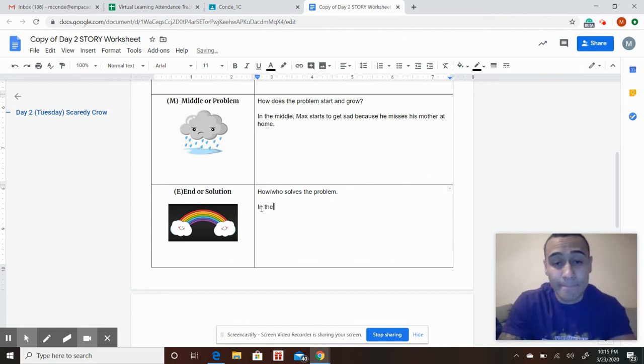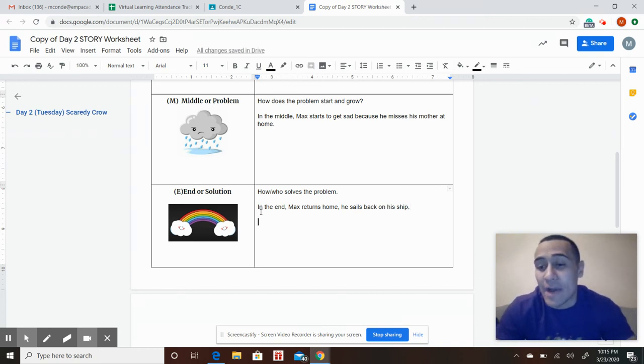In the end, Max returns home. He sails back on his ship. Now, I can add a little bit more in there about how when he gets home, his dinner is still there and it's still warm. But again, that part isn't as important because it doesn't really talk to me about how the solution or how a problem is solved. When I'm thinking about the beginning, middle, end, I want to make sure a couple things.